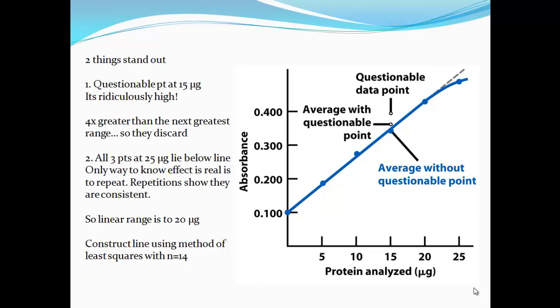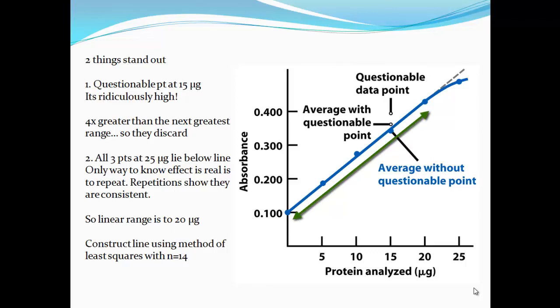and discarded that point. The next thing you see is that all of the 3 points at the 25 micrograms all lie below the actual computed line. And they did a bunch of repetitions, and they showed that all of the repetitions consistently showed those points below the line. So what that means is that the linear range of this protein sample lies within 0 to 20 micrograms.